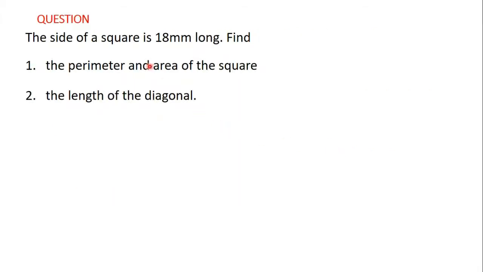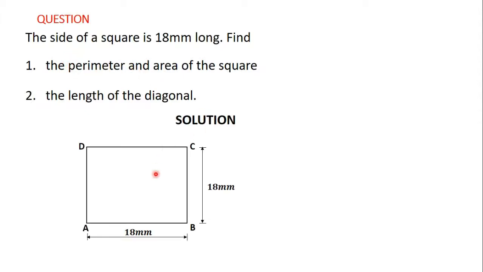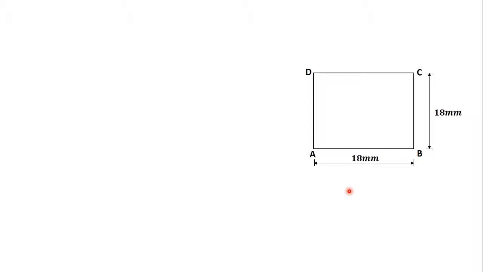Let's solve a question. The side of a square is 18 millimeters long. Find the perimeter and area of the square and the length of the diagonal. Let's concentrate on the first part, the perimeter and area of the square. If this is the square, then AB is 18 millimeters, BC is also 18 millimeters, DC is also 18 millimeters, and AD is also 18 millimeters. So the length is 18 millimeters.